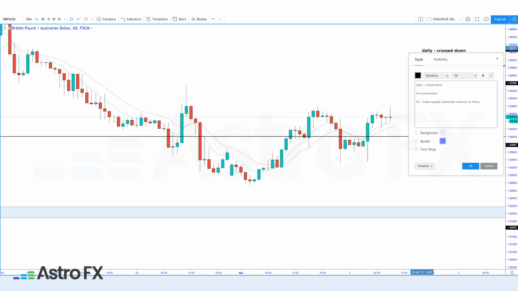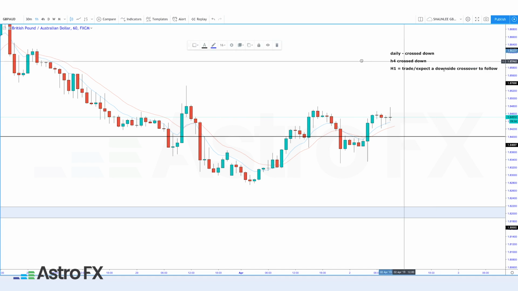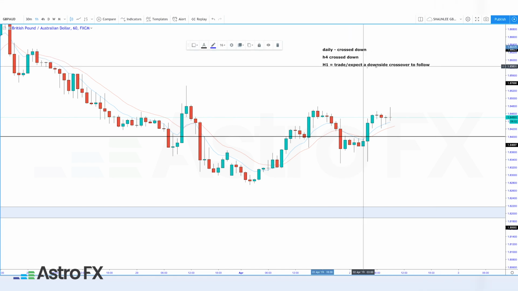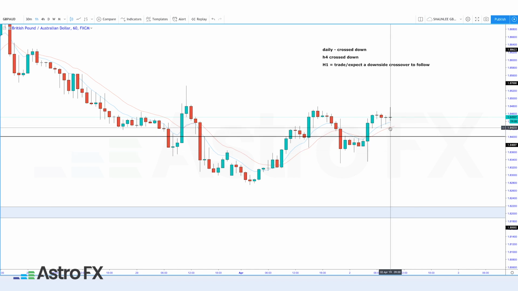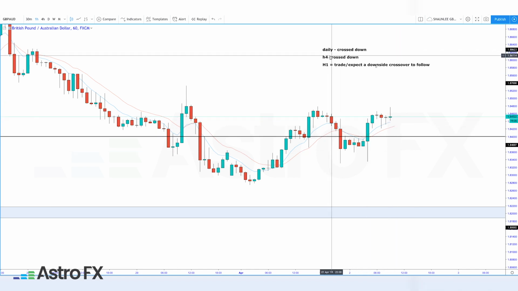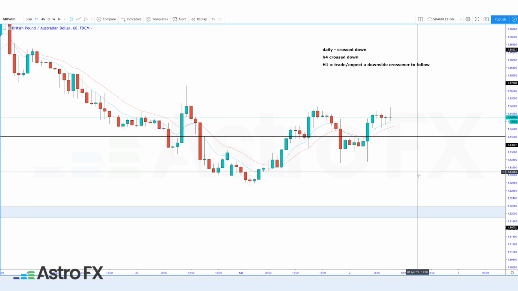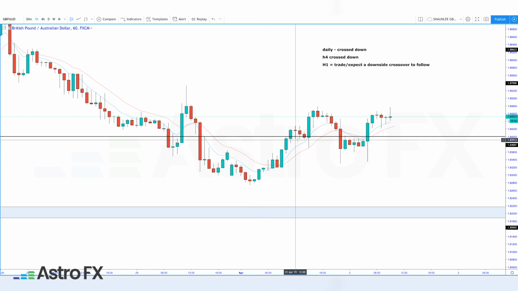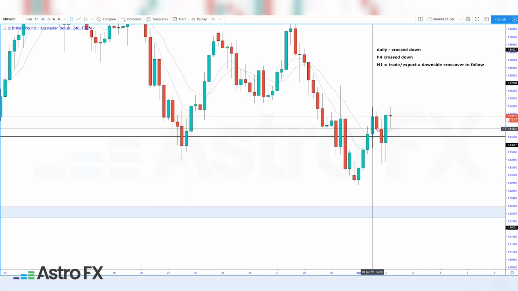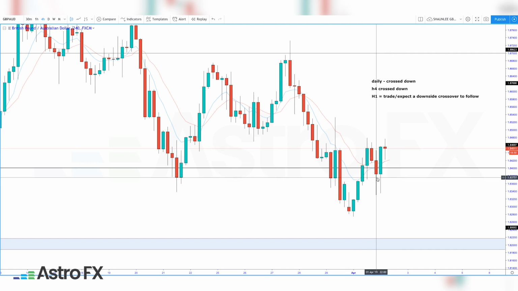so if the 4 hours down, the daily's down, what we want on the hourly is to now expect and trade that downside crossover. So we would now want to wait and see the crossover to the downside on the hourly and follow it in. So more or less it's following the higher timeframe picture, the bigger picture, the market needs to follow that and so on. But at the moment we do not have the crossover to the downside.